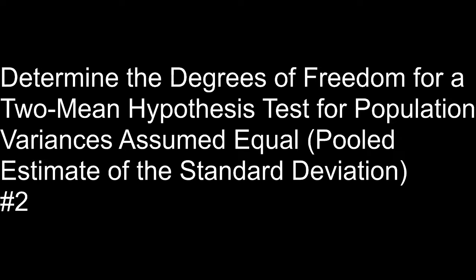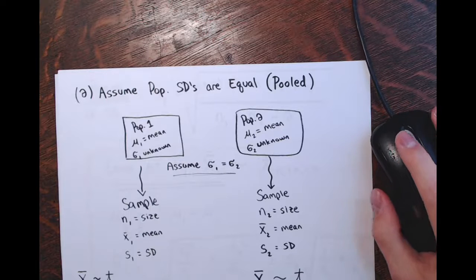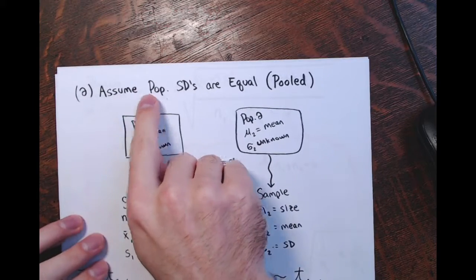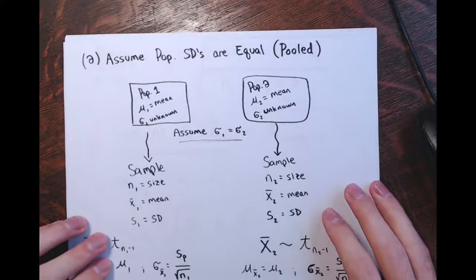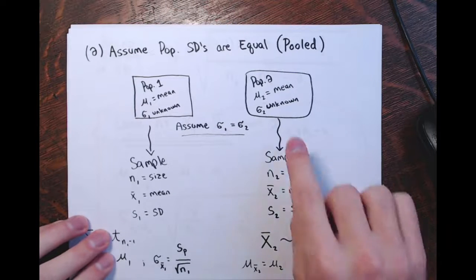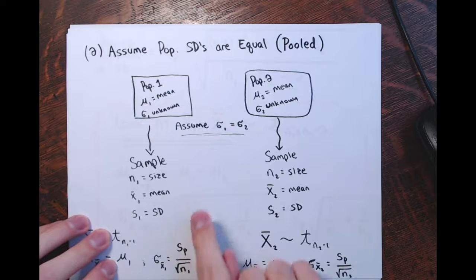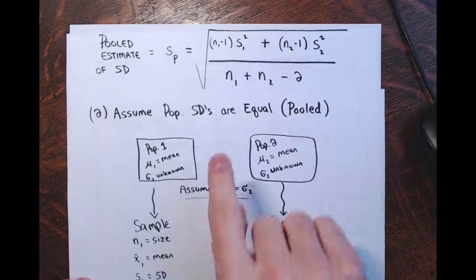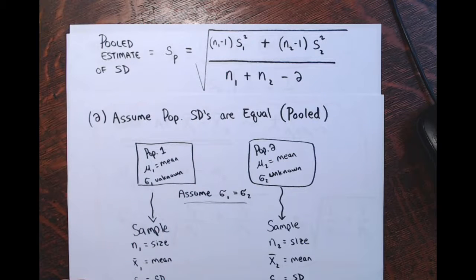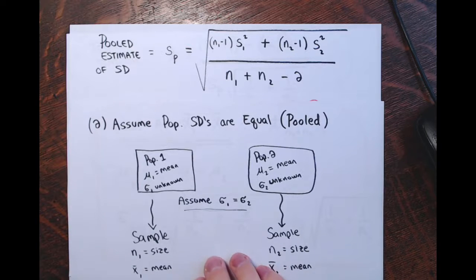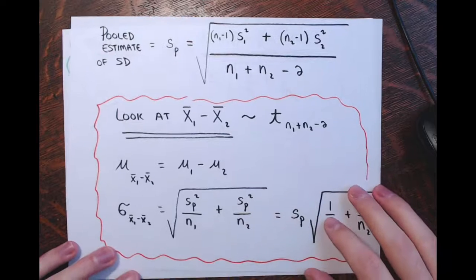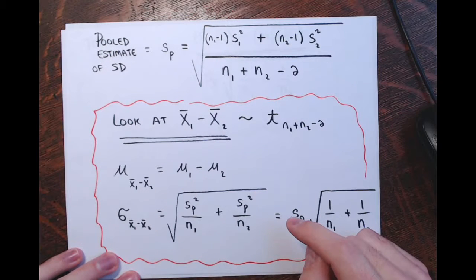So hopefully you remember me going over this, right? I wrote this out. When you're assuming the population standard deviations are equal, with these populations with unknown standard deviations, you're eventually going to use the student's t-distribution. You pull samples, and then to estimate sigma 1 and sigma 2, you find this S_p, which is this calculation here, using s1 and s2 and n1 and n2, the sample sizes and the sample standard deviations. And then eventually you're looking at the difference between the sample means, the distribution of x1 bar minus x2 bar.